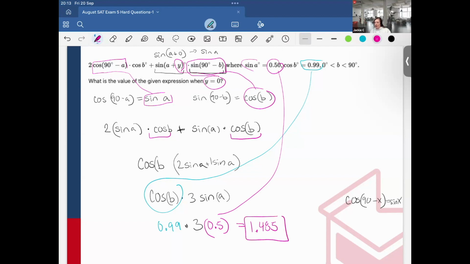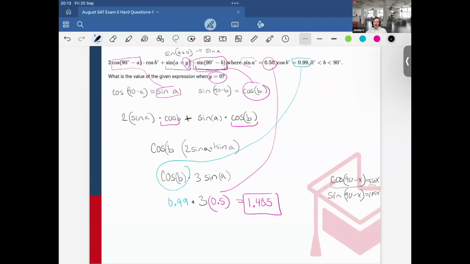But you see how this is just knowing your trig identities. And just the very classic ones, that cosine of 90 minus x is equal to sine of x, and sine of 90 minus x is equal to cosine of x. Trig identities, amazing. Okay, so make sure you know all these concepts whenever you take your next SAT exam.